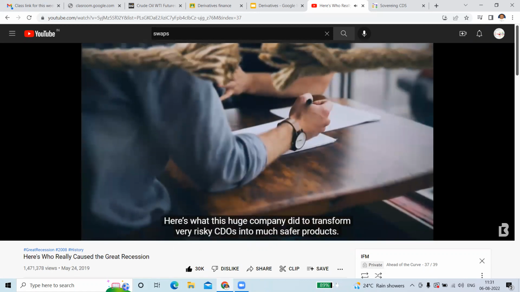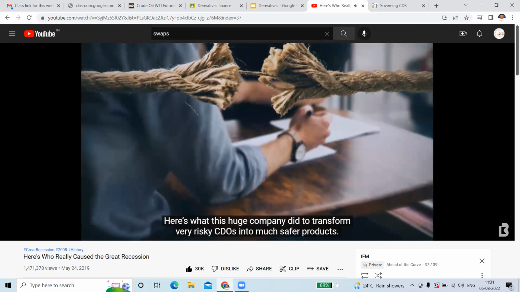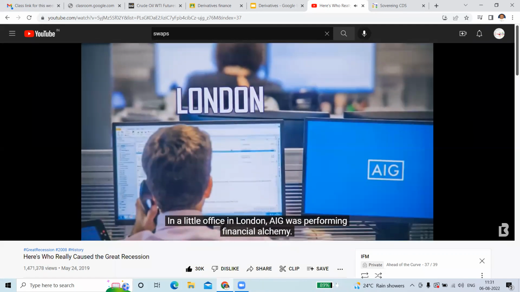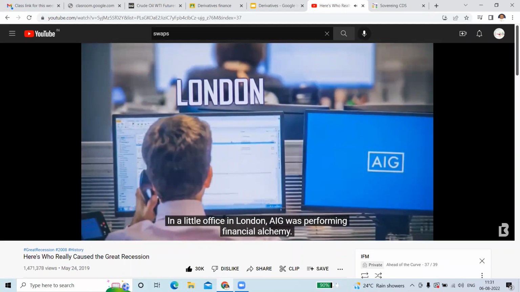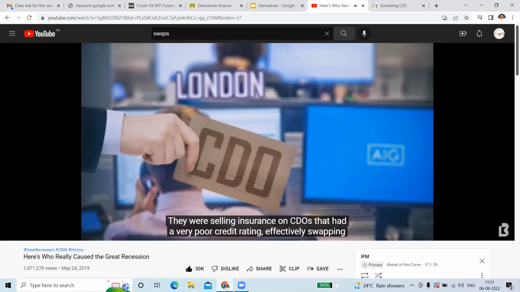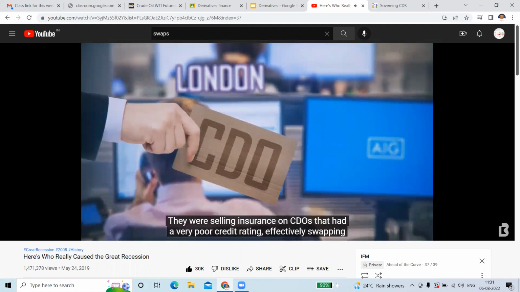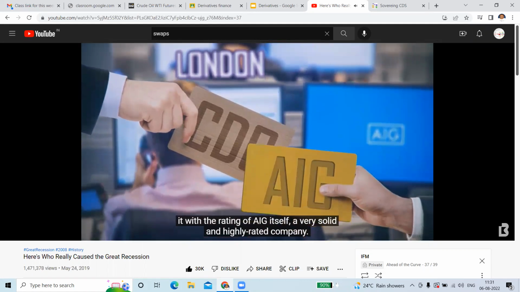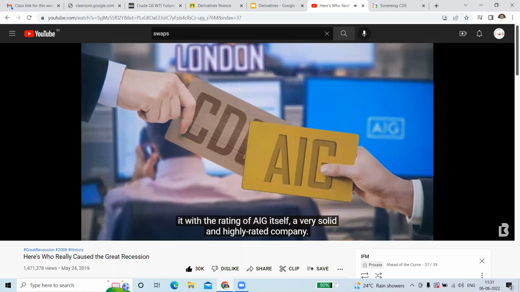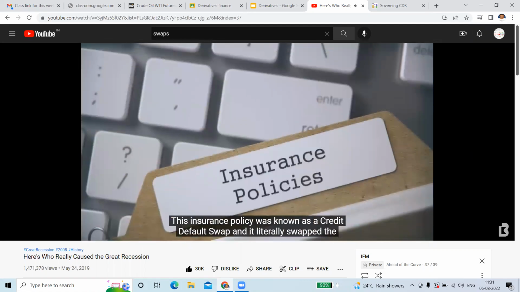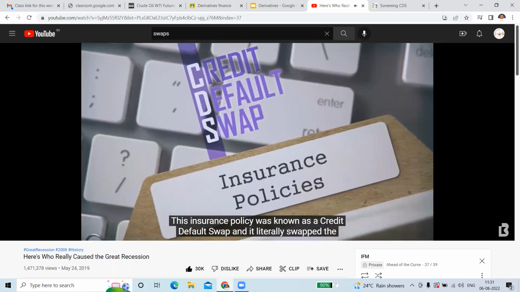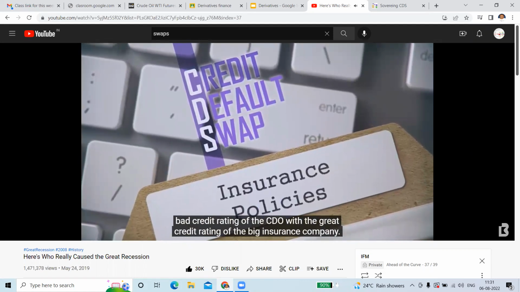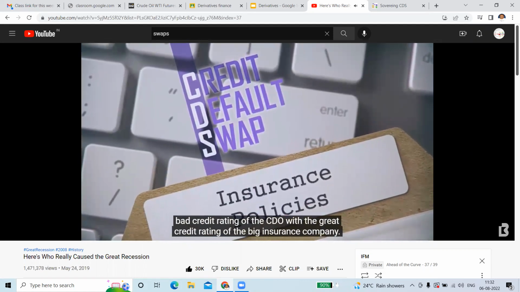Here's what this huge company did to transform very risky CDOs into much safer products. In a little office in London, AIG was performing financial alchemy. They were selling insurance on CDOs that had a very poor credit rating, effectively swapping it with the rating of AIG itself, a very solid and highly rated company. This insurance policy was known as a credit default swap, and it literally swapped the bad credit rating of the CDO with the great credit rating of the big insurance company.